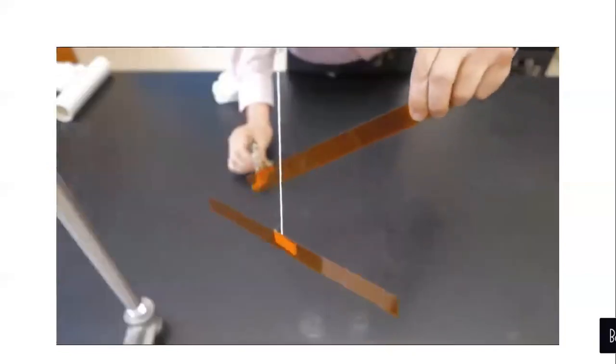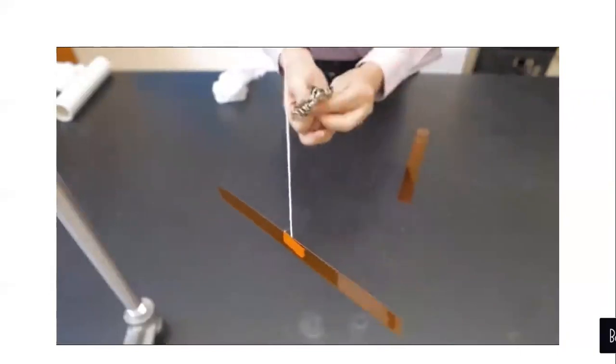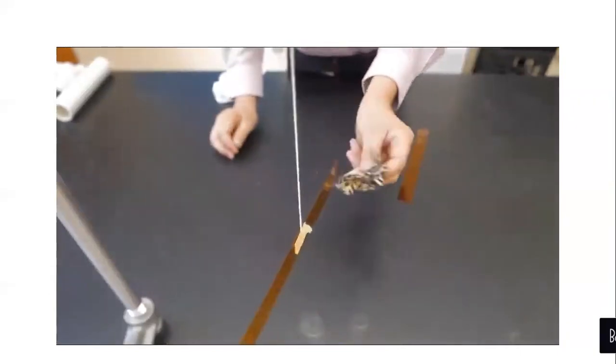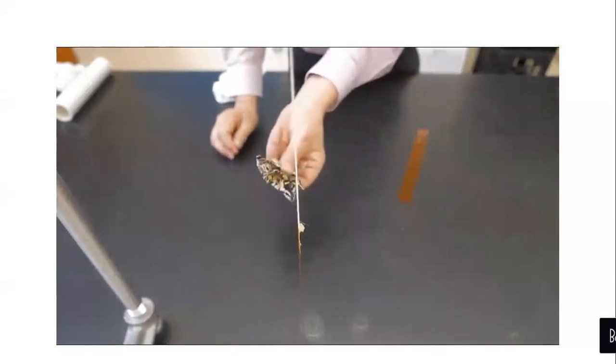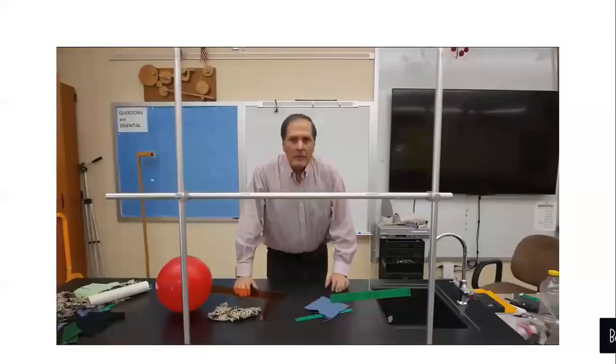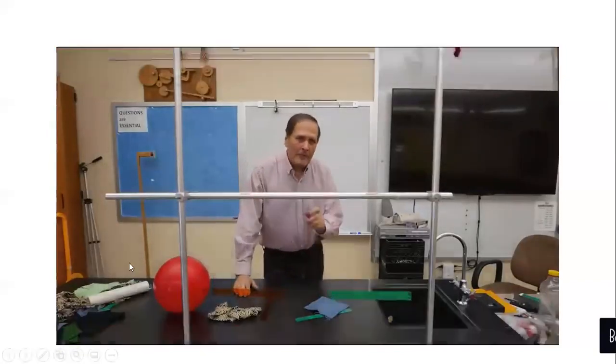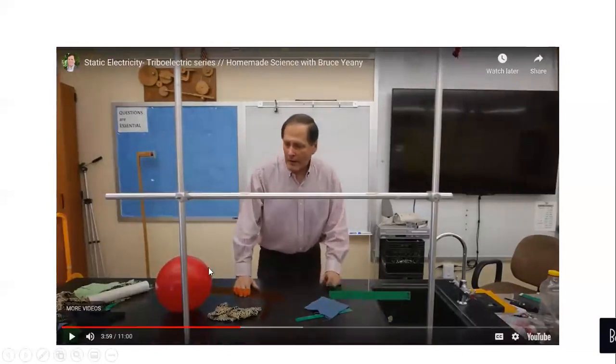Now, one more note. It's important to remember that both materials get charged. When the acetate gets positively charged, this Orlon, as we can see, is now negatively charged. Now that we've established our charges, we can try other materials on that table and see if they behave the same way. We're going to stop our video here.